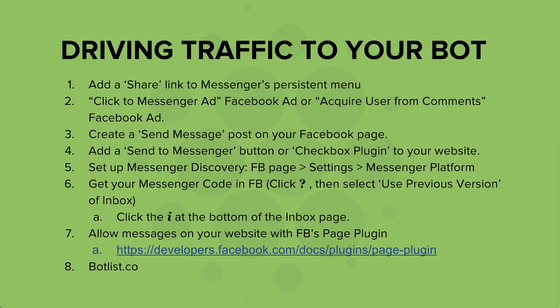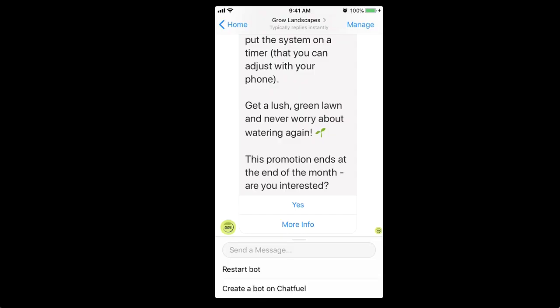So the first thing, let's add a share link to Messenger's persistent menu. The persistent menu is this area right at the bottom of Mobile Messenger, and you see we've got Restart Bot and Create a Bot on Chatfuel. Those are menu items that you can tap on, and those will take you to various places. Let's go over to the Chatfuel interface and take a look at how we can customize this.